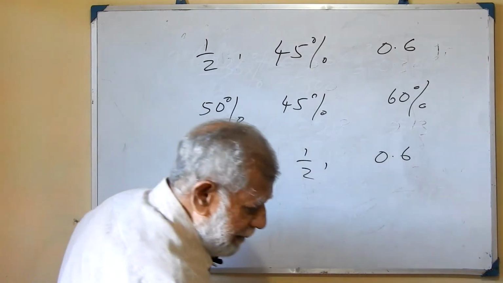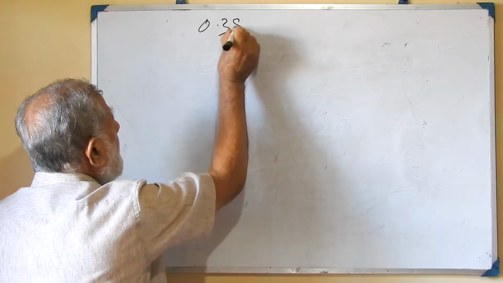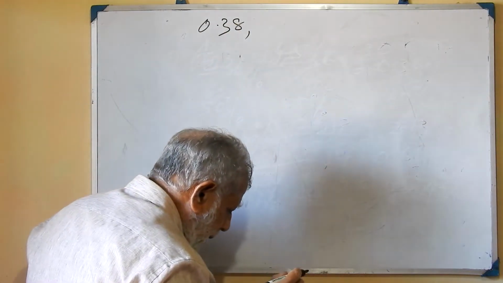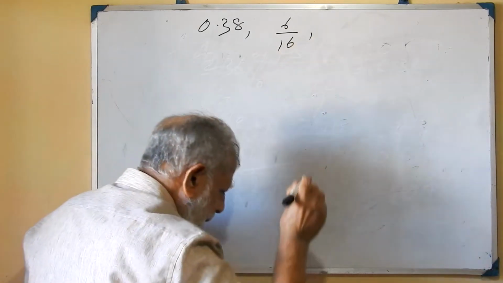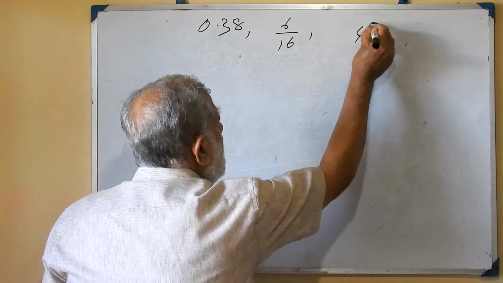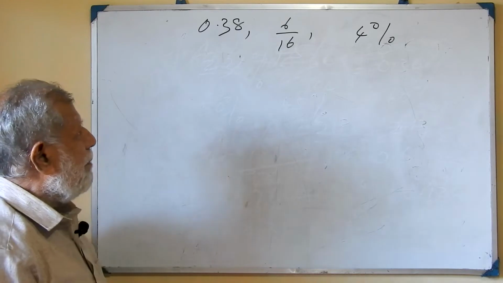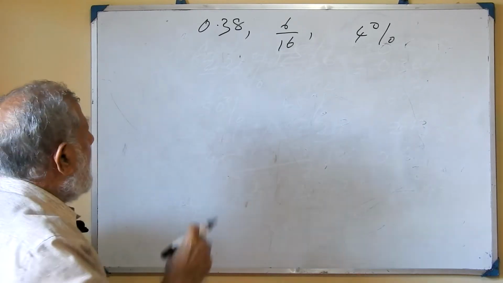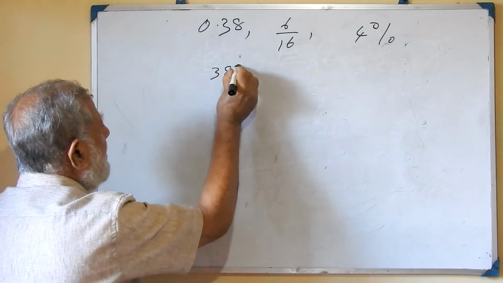We'll take another example. 0.38, 6 upon 16, and 4%. Look at this. So bring everything to percentage. So 0.38 automatically becomes 38%.